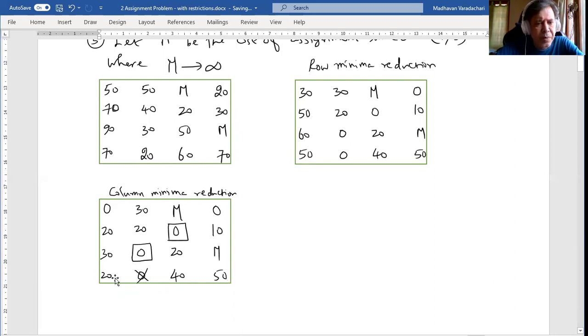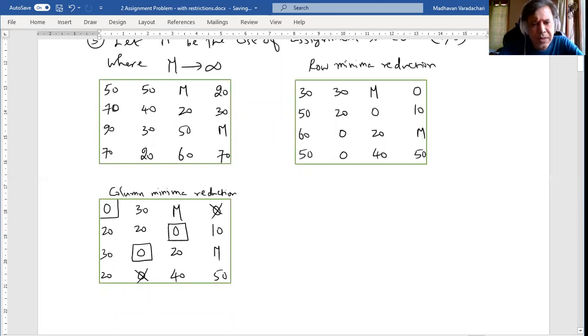Come to columns. First column, is there a single zero? Yes, assign it. Since you assign this, any other zero in the corresponding row needs to be crossed, so you cross this. Second column already assigned, third column already assigned, fourth column there is no zero to assign. So there is no more assignments possible.